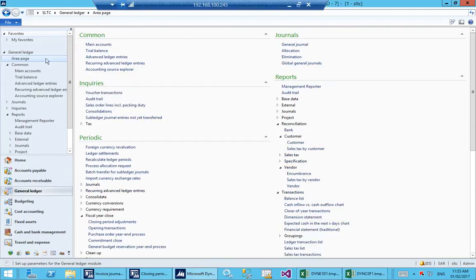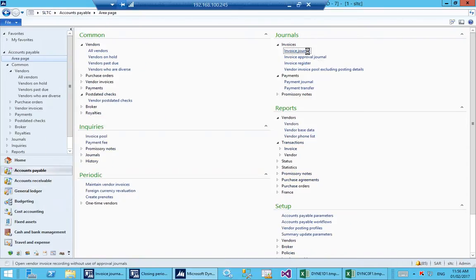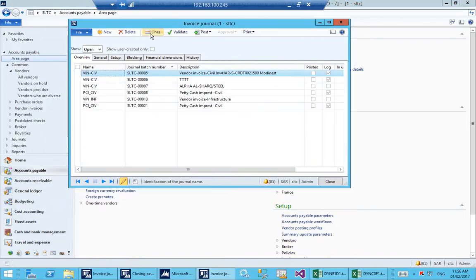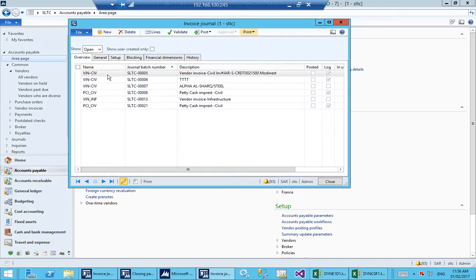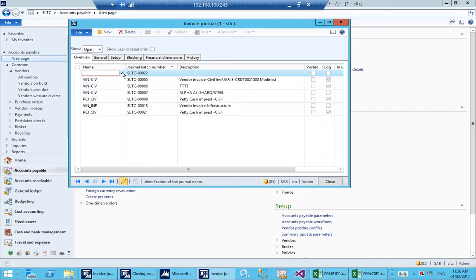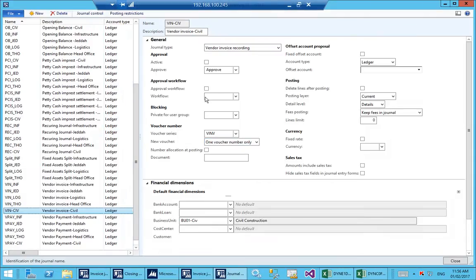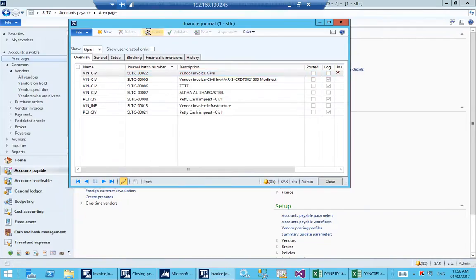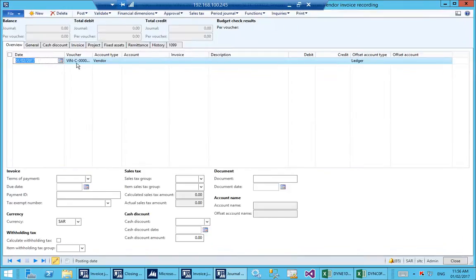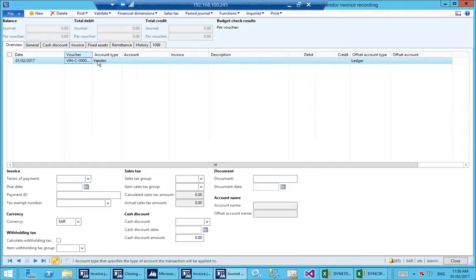Okay, let's make a vendor invoice with this rate and the payment with another rate. Okay, from the accounts payable, invoice journal. Okay, new, sorry, new invoice journal, vendor invoice. Make sure that it does not require approval from my side. Okay, add lines. Okay, this is vendor account.